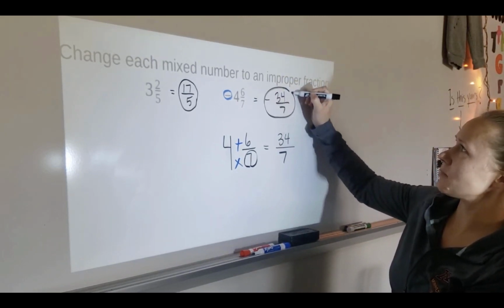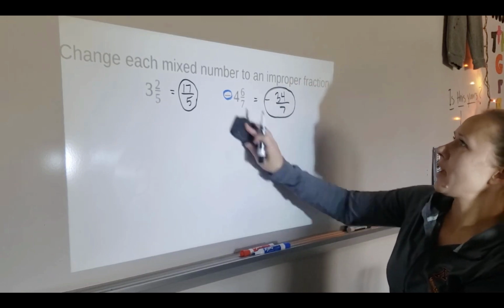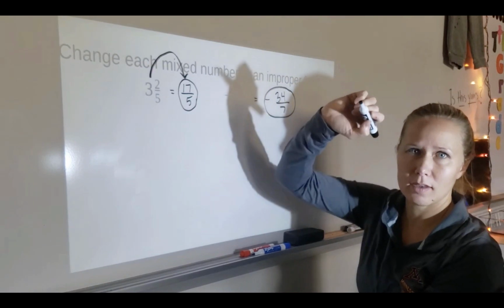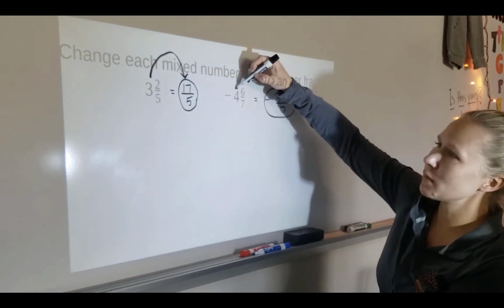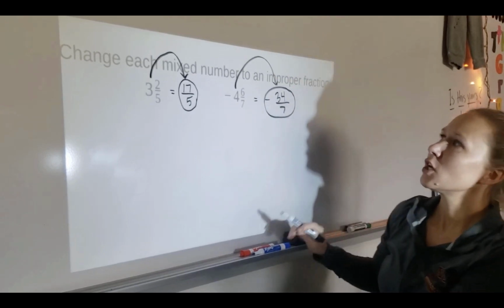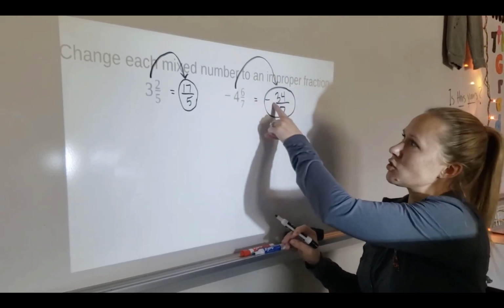And that's my answer. So here I've changed this mixed number into the equal improper fraction, and I've changed this mixed number into its equal or equivalent improper fraction. Notice that if it's negative, then my answer is negative.